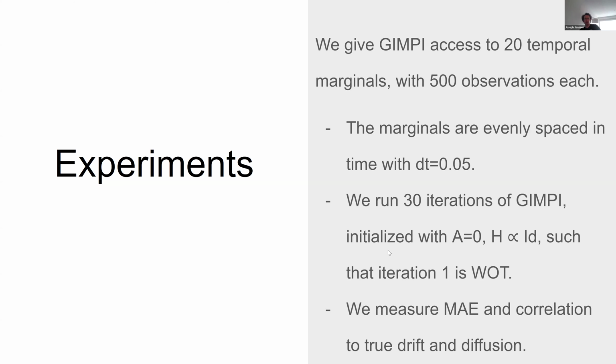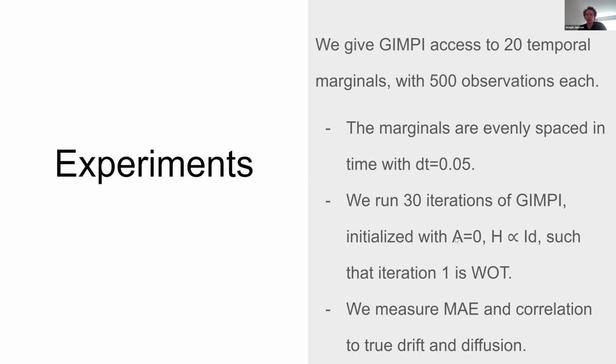So now on to the experiments. In our experiments, we give 20 marginals, so we have snapshots of these marginal distributions at 20 different time points. Each marginal contains 500 observations, and the marginals are evenly spaced with dt equals 0.05. We're running 30 iterations of our algorithm.